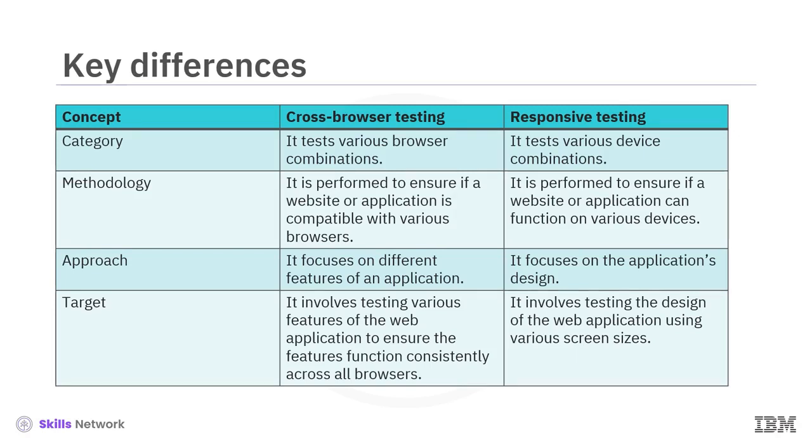The third is approach. Cross-browser testing focuses on different features of an application, whereas responsive testing emphasizes the application's design. The fourth is target. Cross-browser testing involves testing various features of the web application to ensure the features function consistently across all browsers, whereas responsive testing involves testing the design of the web application using various screen sizes.